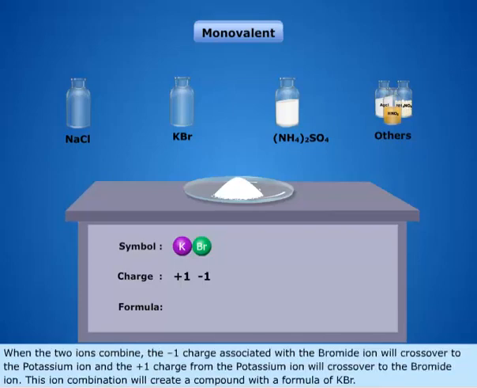When the two ions combine, the -1 charge associated with the bromide ion will cross over to the potassium ion, and the +1 charge from the potassium ion will cross over to the bromide ion. This ion combination will create a compound with a formula of KBr.